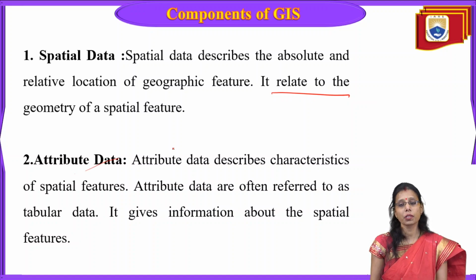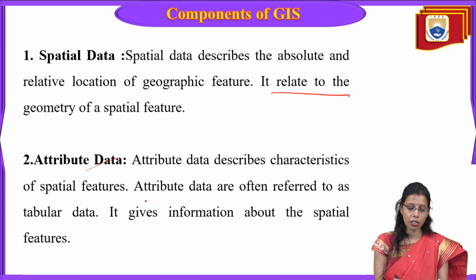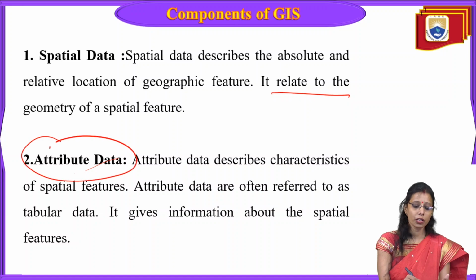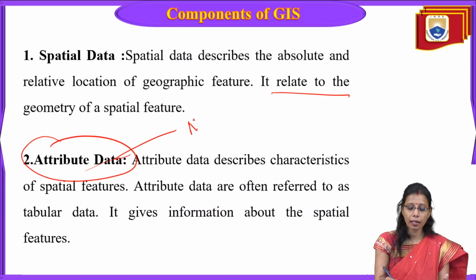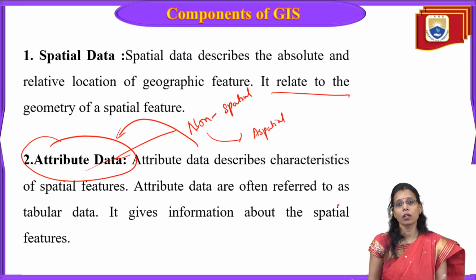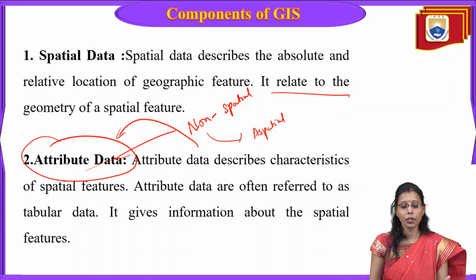Attribute data describes the characteristics of spatial features. Attribute data are often referred to as tabular data. So what is attribute data? It is nothing but another name for non-spatial data. So there are different names for non-spatial data: attribute data, non-spatial data or tabular data.